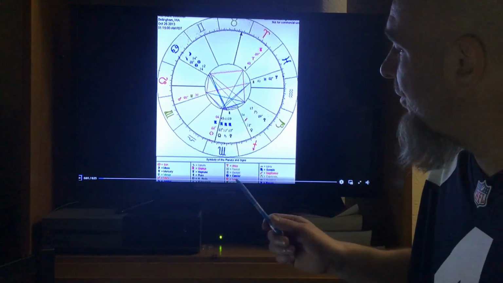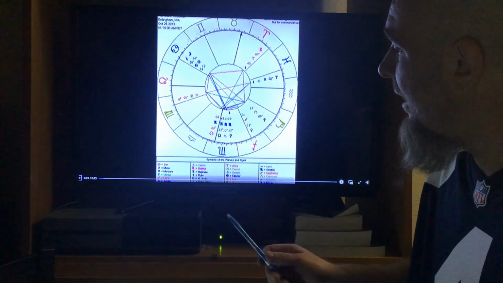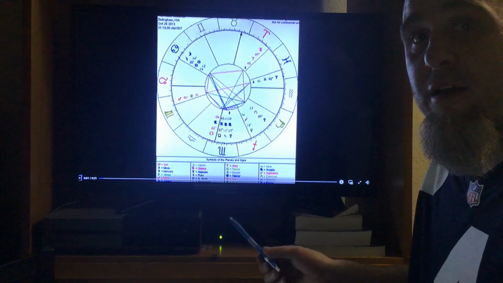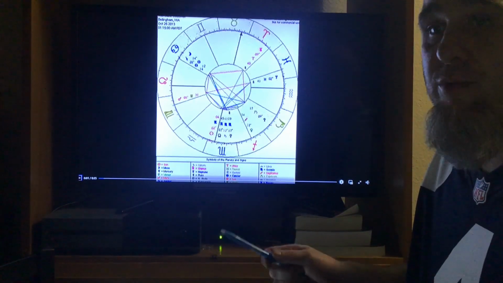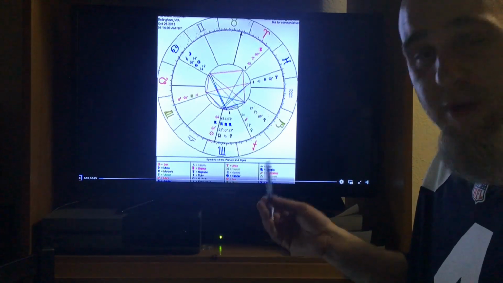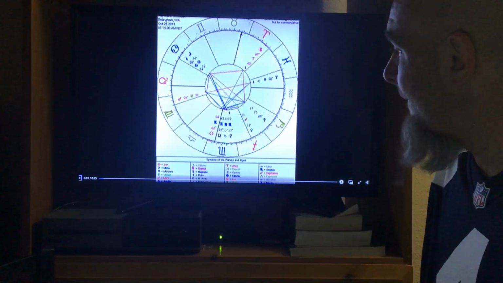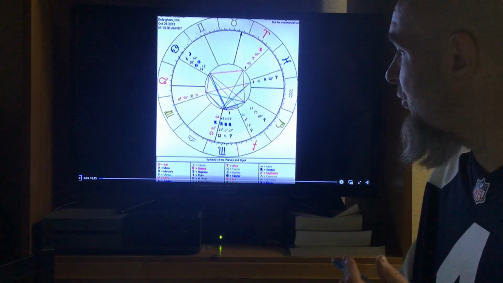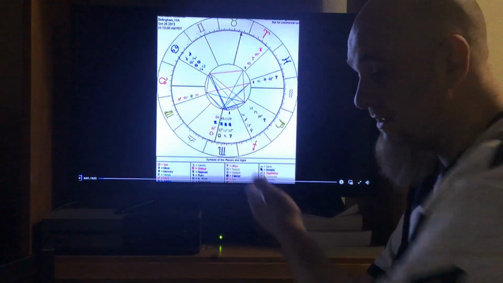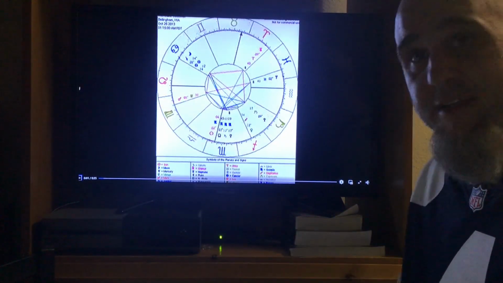Each one of those degrees is then broken down into something called a minute, which is easily confused with minutes on your clock, but really doesn't have anything to do with each other. So there's a correlation between the degrees that the sun is in and the day of the year.